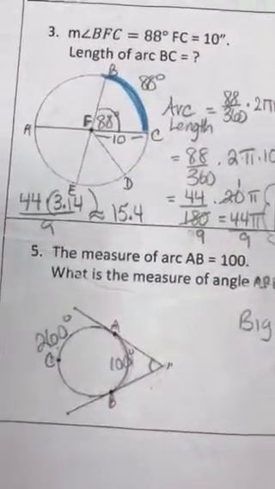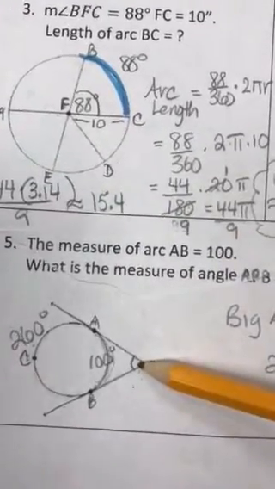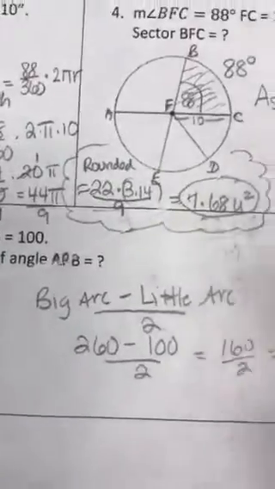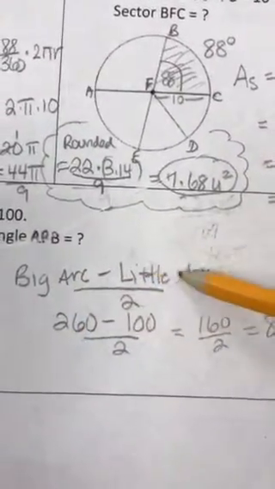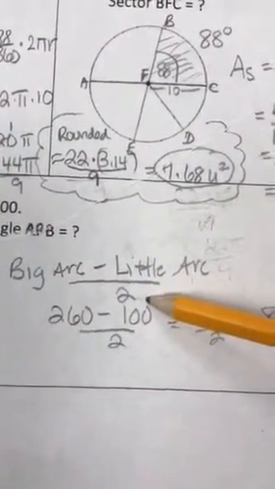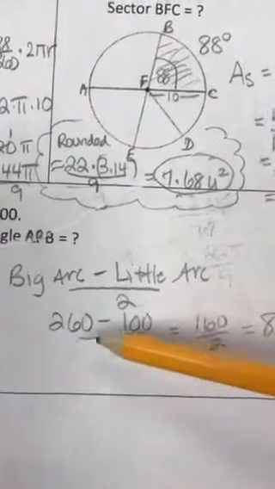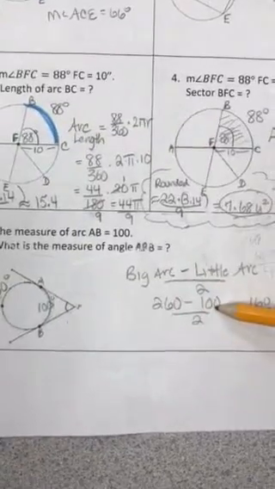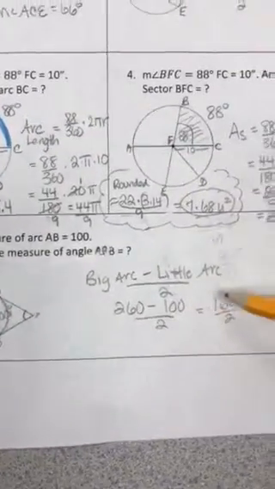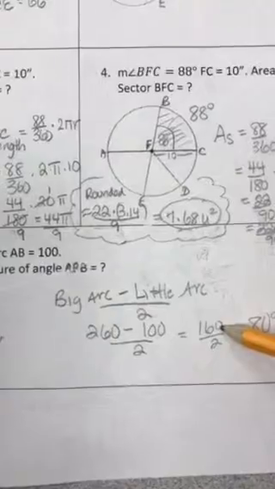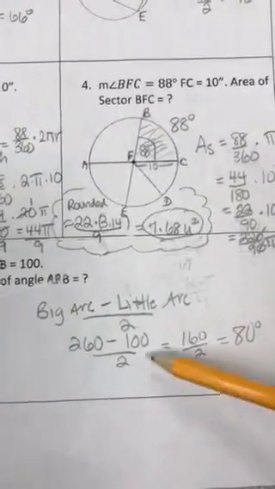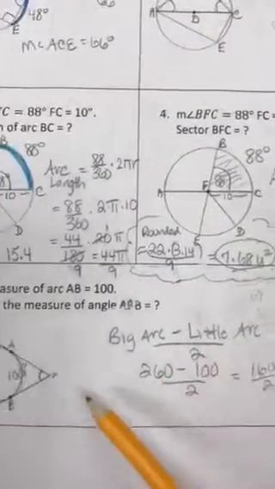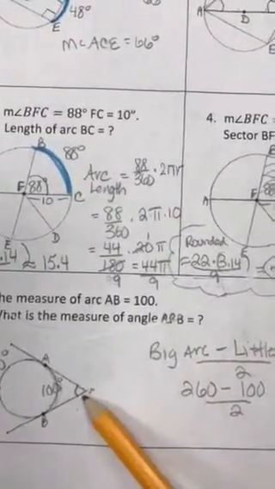All right, so this is an external angle problem. That means I'm subtracting the arcs and dividing by 2. So we have the big arc minus the little arc divided by 2 equals the angle. So 260, that's the big arc, minus the little arc, 100, divided by 2, gives me 160 over 2. 260 minus 100 gives us 160. Divided by 2 equals 80. So this angle right here is 80.